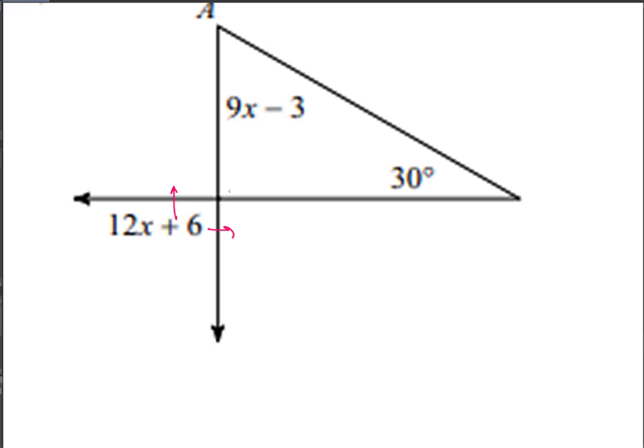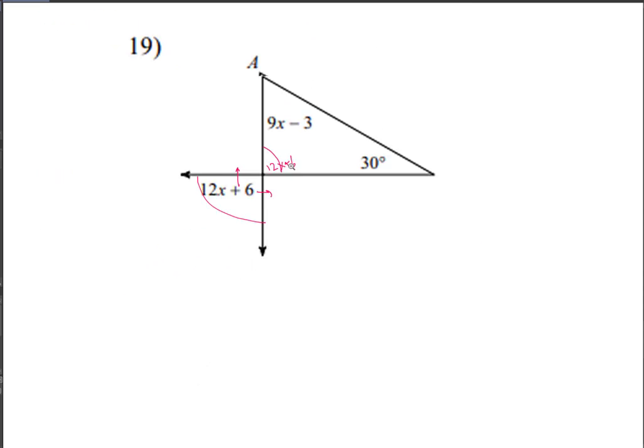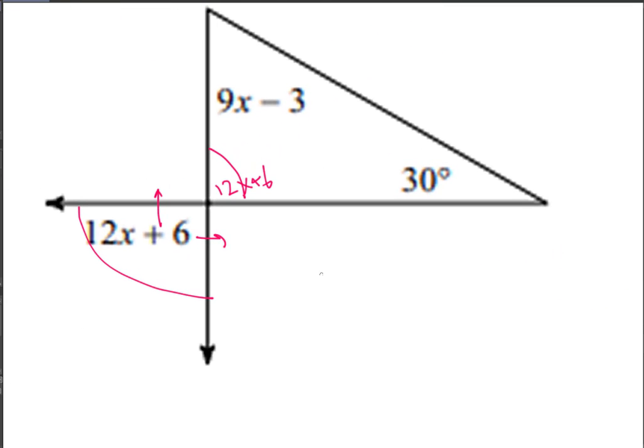But this is actually a vertical angle. In other words, this angle is congruent to this angle here. So this is 12x plus 6. Oh, that one almost got Mr. Sims. All right, so what I'm going to do is, I know now that I have all my interior angles.